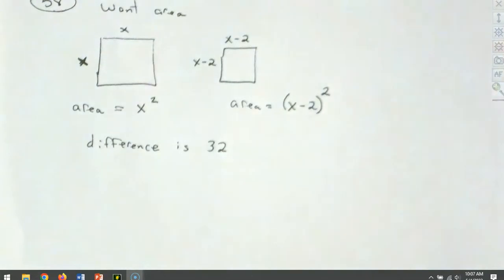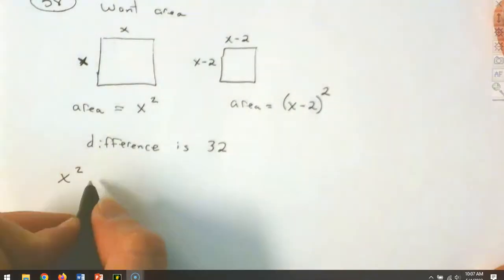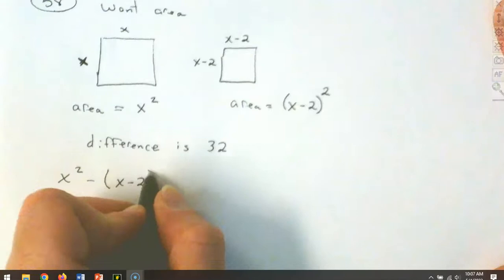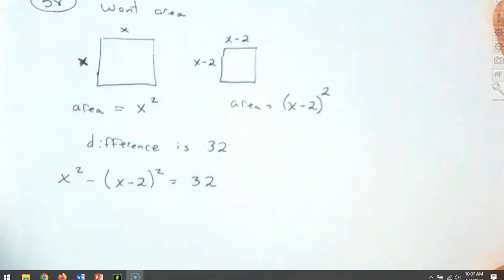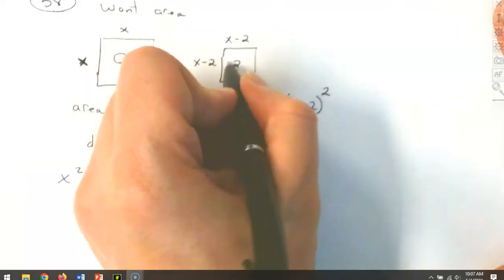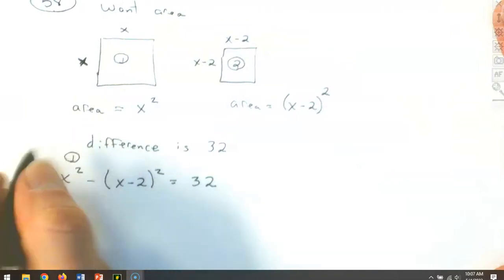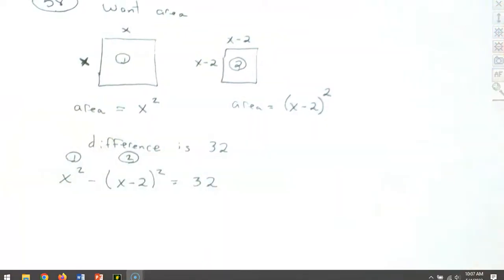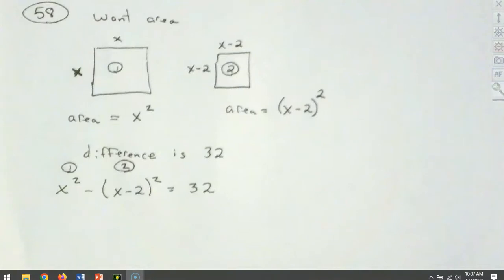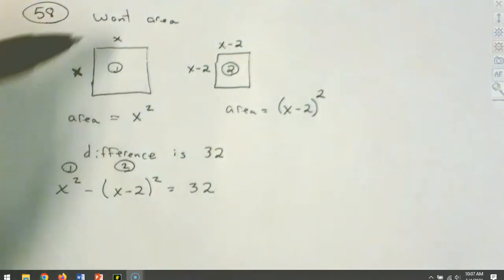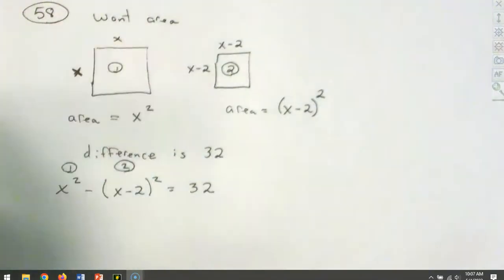So what does that look like as an equation? Difference between these is going to be 32. So that's going to be x squared minus x minus 2 quantity squared equals 32. And you can label these as 1 and 2 if it helps, or painting and mirror. Doesn't matter. But we're going to subtract them, and we get 32. These are all about areas, and area is length times width. For rectangles, and for squares, it's the same, length times width. So that's why this one's x squared, and this one's x minus 2 squared.